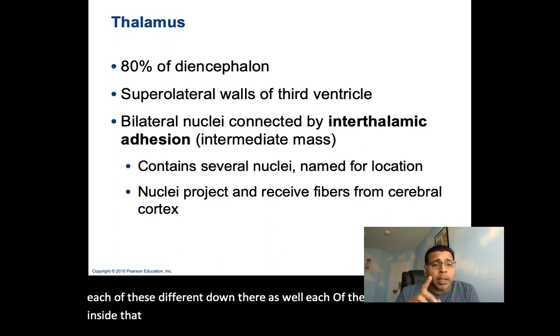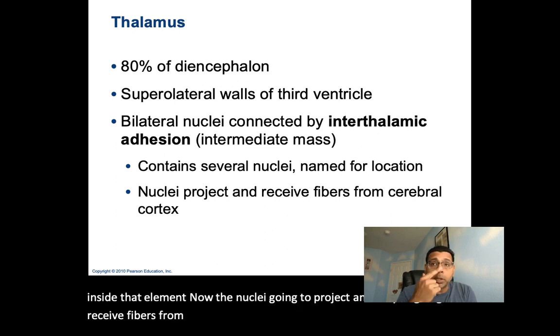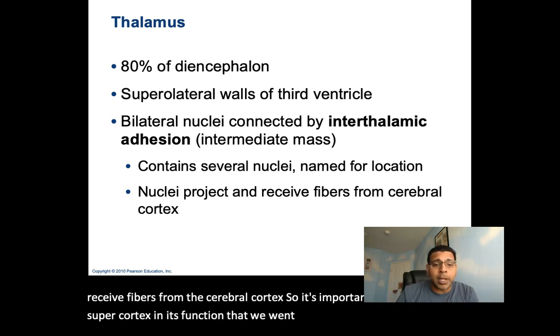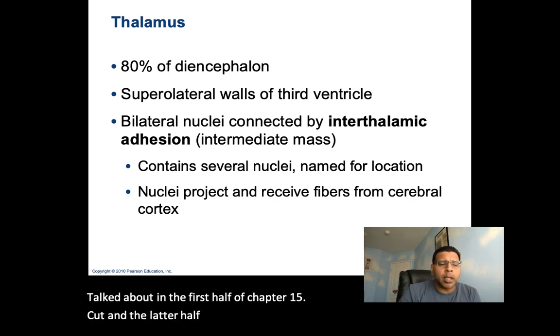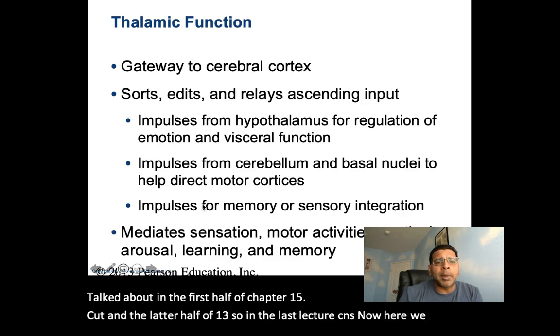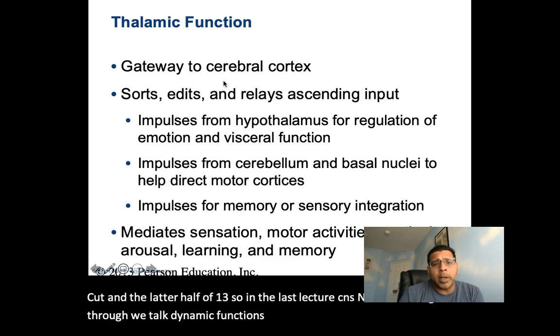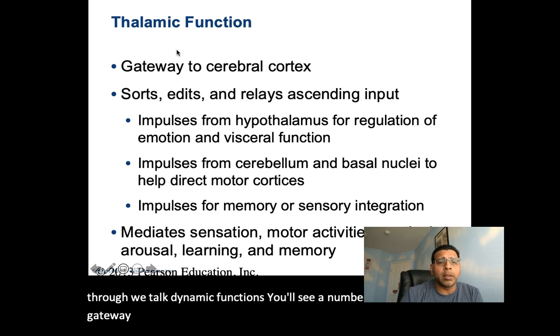Now, the nuclei are going to project to and receive fibers from the cerebral cortex. So it's important you remember the cerebral cortex and its function that we talked about in the first half of chapter 15 and the latter half of 13, so in the last lecture of CNS. When we talk thalamic functions, number one, it's the gateway to the cerebral cortex.